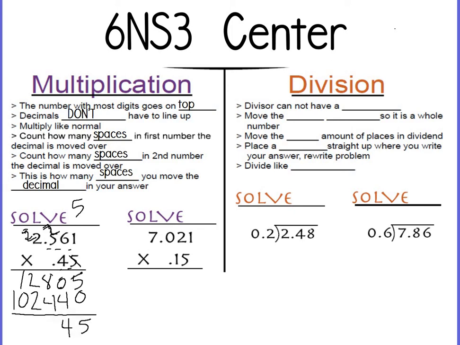5 plus 0 is 5. 4 plus 0 is 4. 8 plus 4 is 12. Carry the 1. 2 plus 2 is 4. Plus 1 is 5. 1 plus 0 is 1. And then 1.